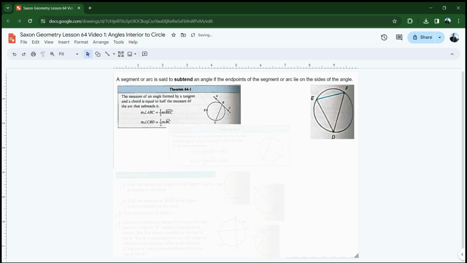Theorem 64.1 states that the measure of an angle formed by a tangent and a chord is equal to half the measure of the arc that subtends it. Whoa! There's so much terminology here, we've got to make sure we go through it. So first of all, we're talking about a line of tangency here. Notice that this line just barely kisses this circle at point B, okay?